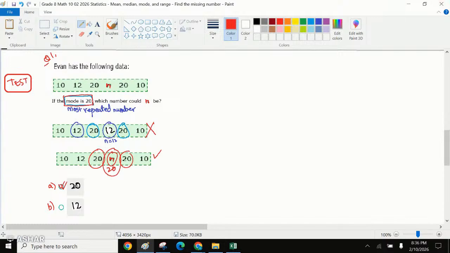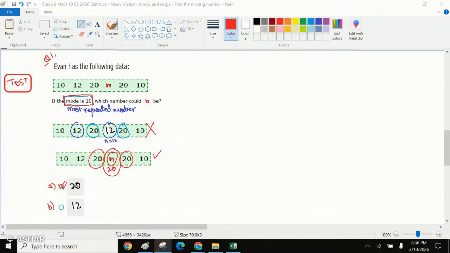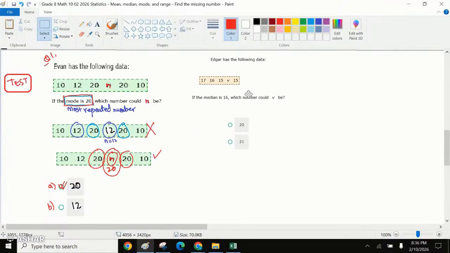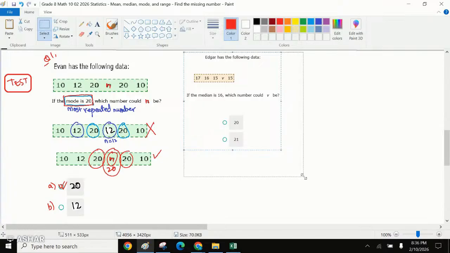So the options that are given to us, what we would try to do is put those options into the missing value to see what could be the correct answer. Okay, let's have a look at one more. I did this question for you. The second question, please, I would want you to try.